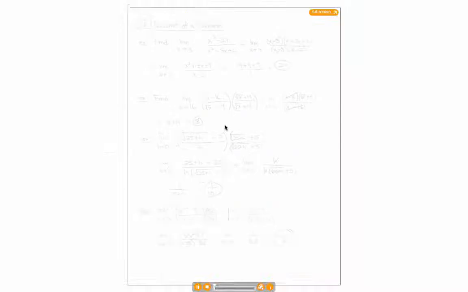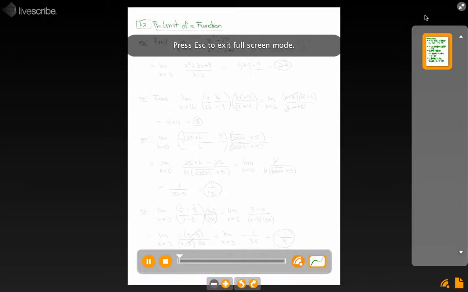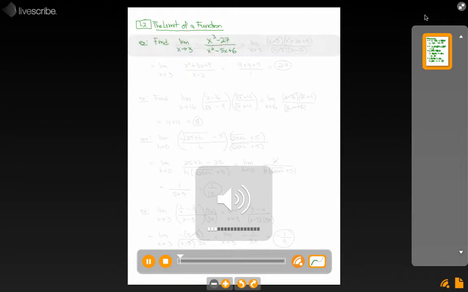This example comes out of section 1.2, limit of a function. First question, we're asked to find the limit as x approaches 3 of (x cubed minus 27) divided by (x squared minus 5x plus 6). Always try putting 3 in there, but you'll get 0 divided by 0, so we better be able to do something else. This is kind of your classic factoring problem here.